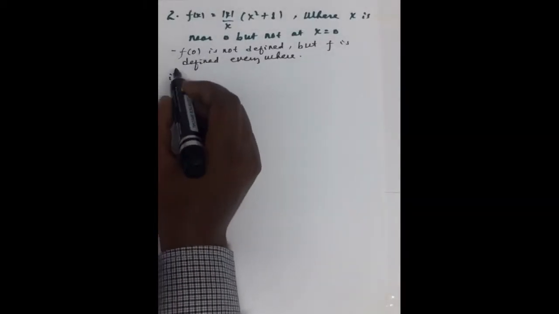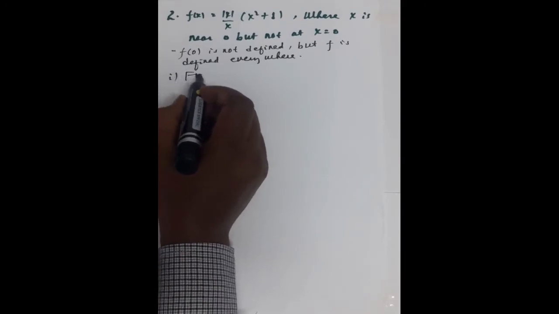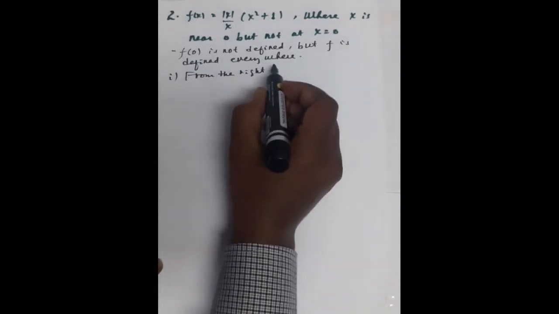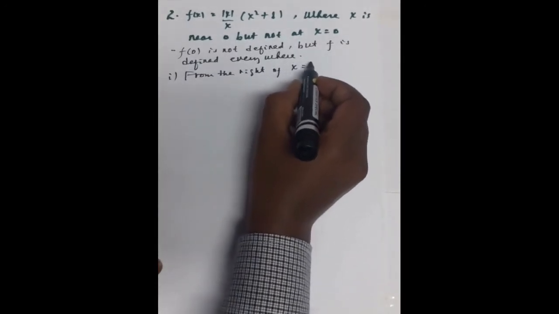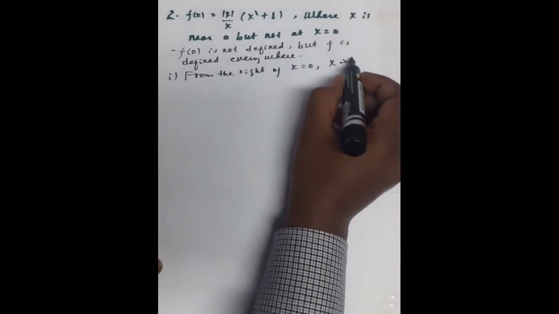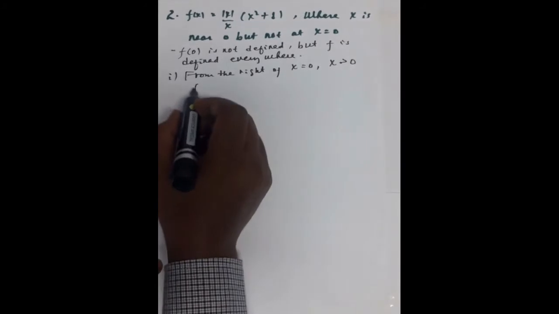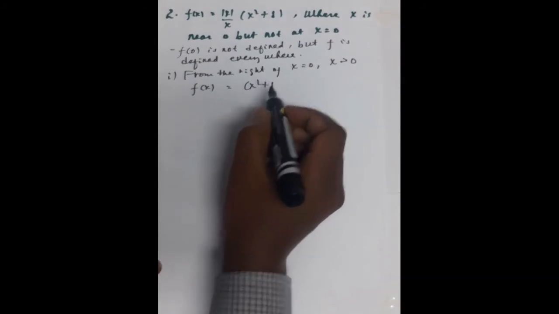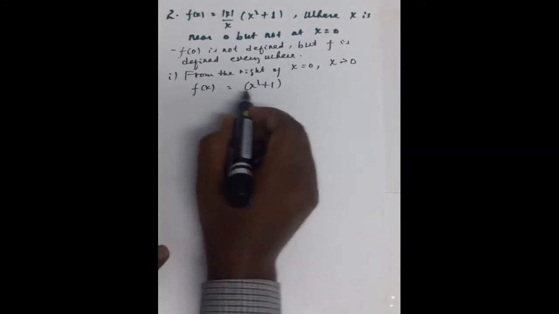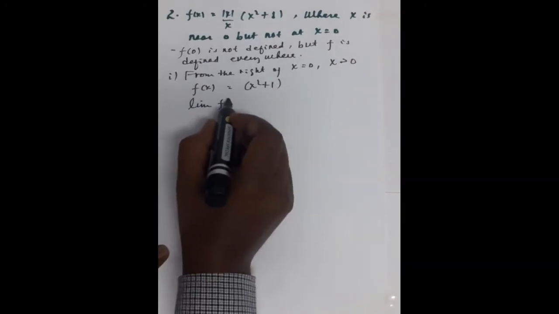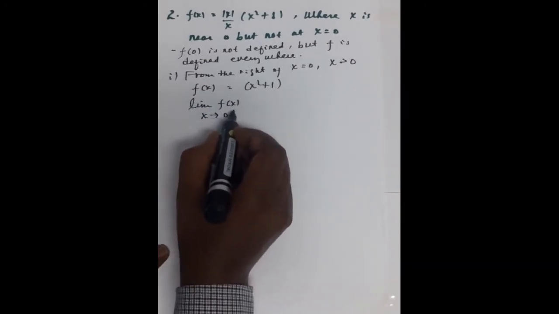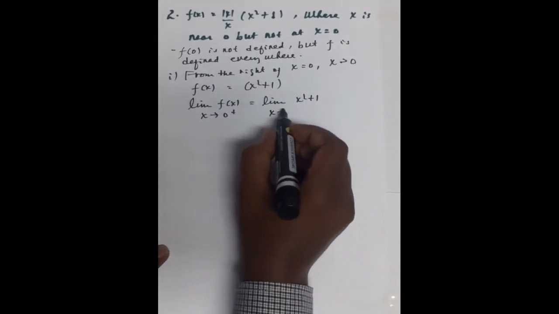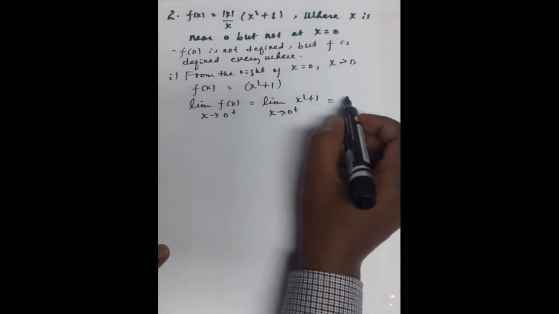So when we approach from the right of x equals 0, which is x greater than 0, f of x will be x squared plus 1. So the limit of f of x as x approaches 0 from the right is equal to the limit of x squared plus 1 as x approaches 0 from the right, which is equal to 1.